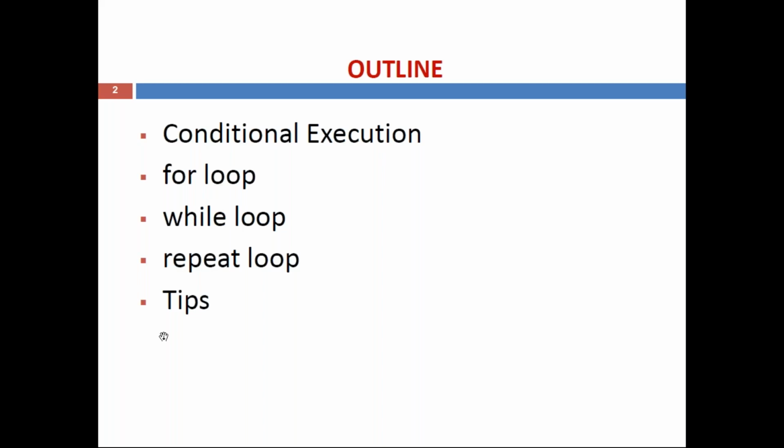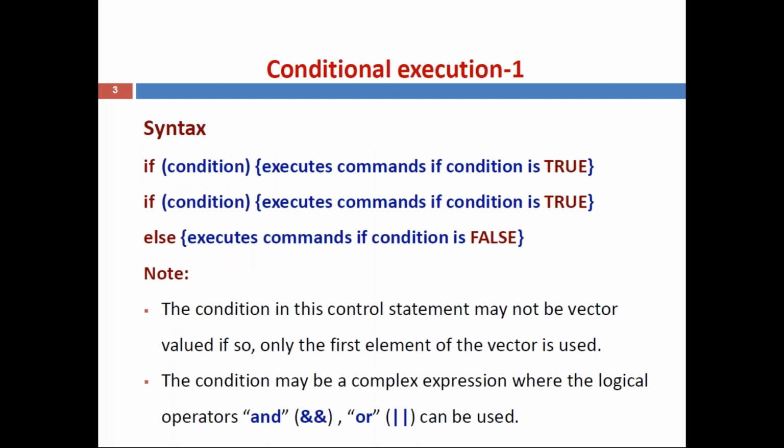Coming to conditional execution. In our previous lecture, we already discussed that conditional execution is one of the control structures, that is the if condition. If has two parts, one is the simple if condition. Whenever the condition is true, it executes whatever commands are given. Whenever the condition is false, it executes the remaining statements which do not satisfy the condition.